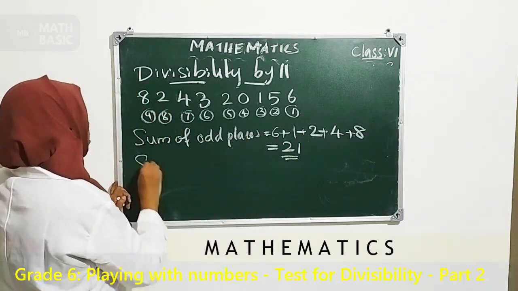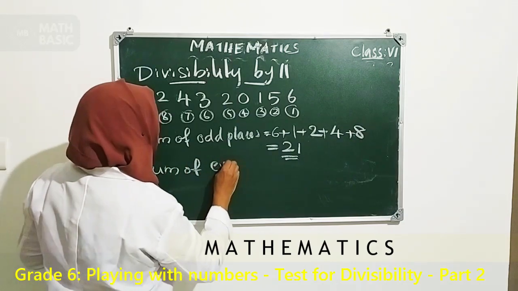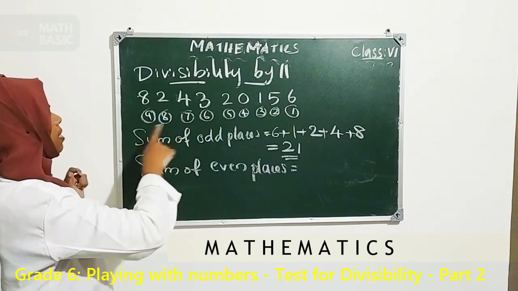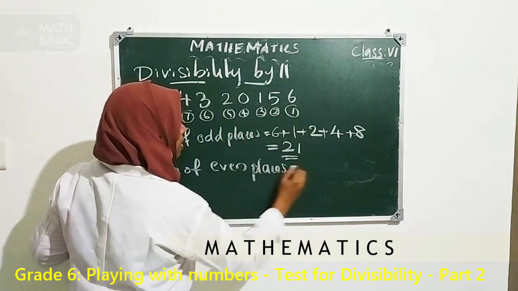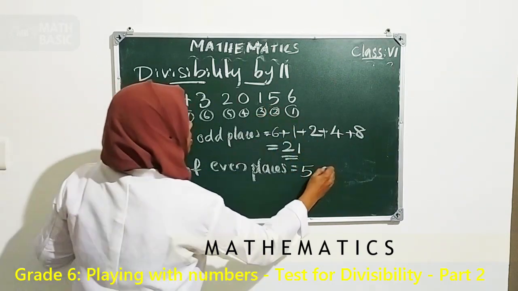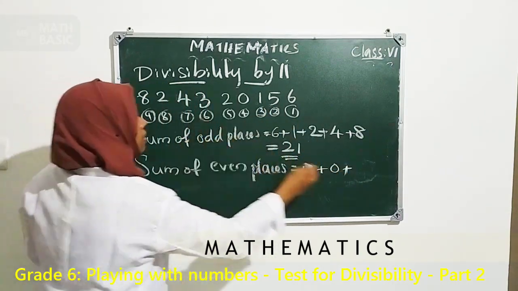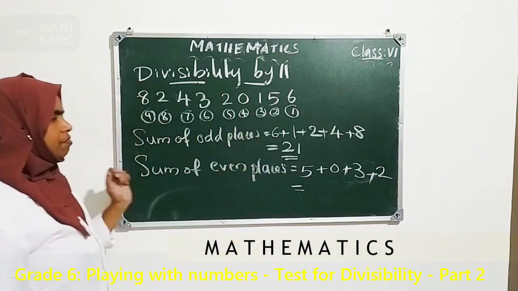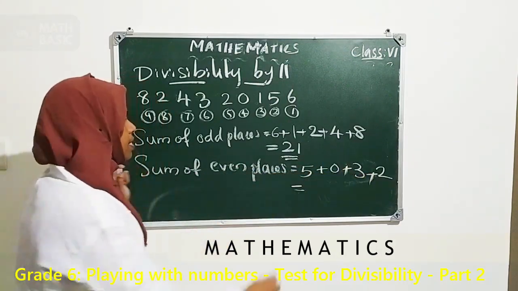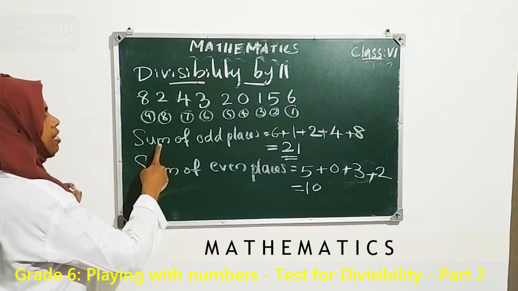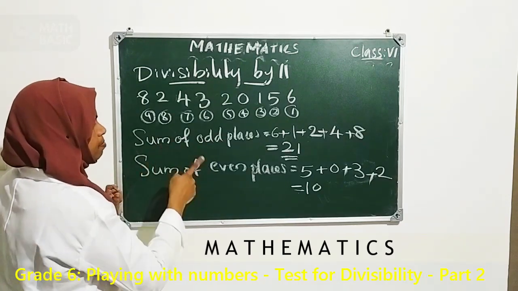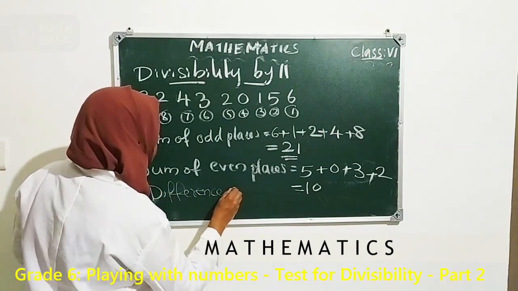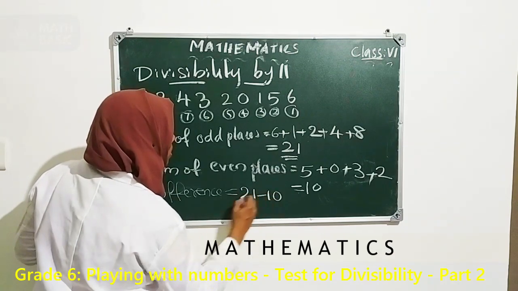Here 21. Then the sum of even places. Here the even places are 5 plus 0 plus 3 plus 2. Add this: 5 plus 3 is 8, 8 plus 2 is 10. Then the difference: sum of odd places minus sum of even places. The difference equals 21 minus 10 equals 11.